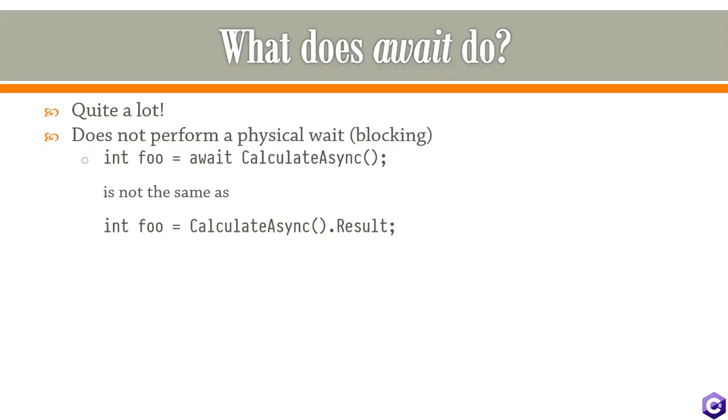That's not how it works, because if you call calculate async and then wait for the result, you're actually blocking the caller. So if you're on the UI thread, for example, you're blocking the UI thread, which is absolutely not what you want to do. You want to avoid precisely this situation.